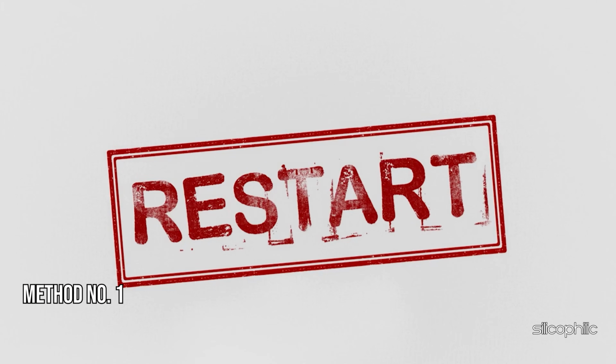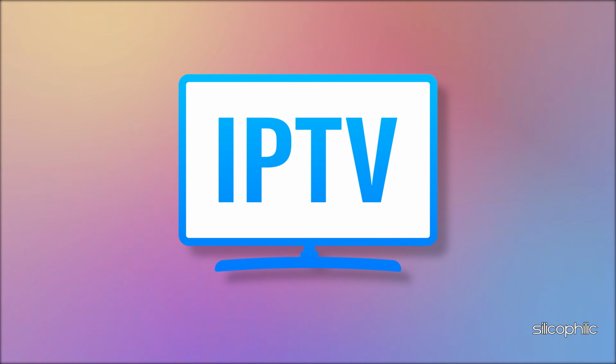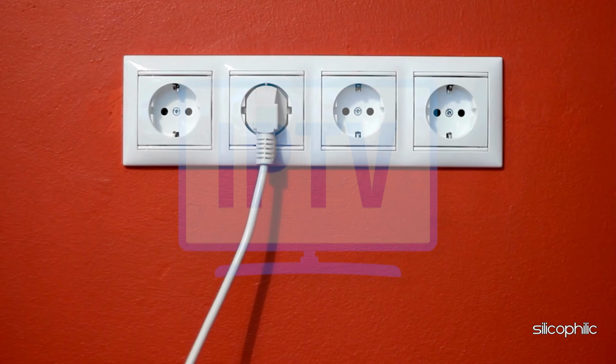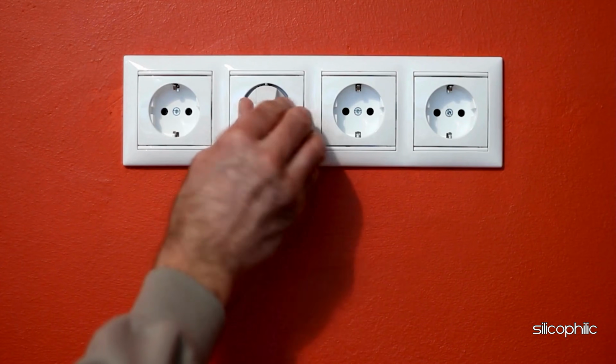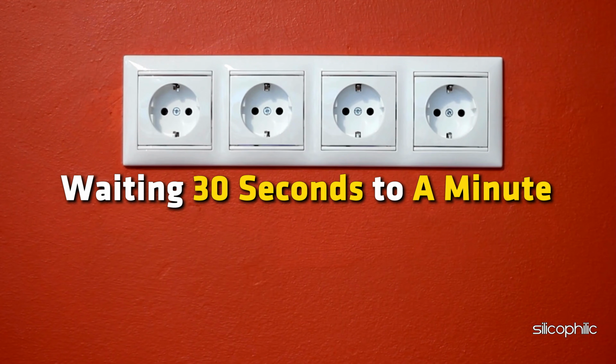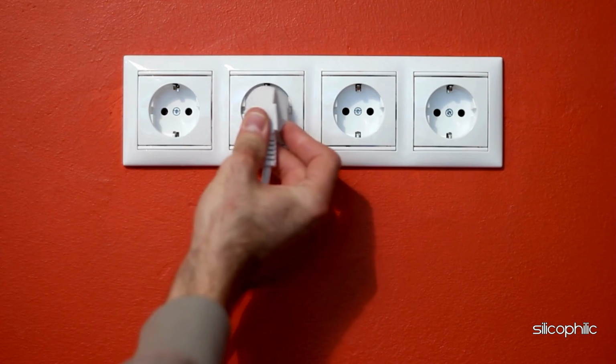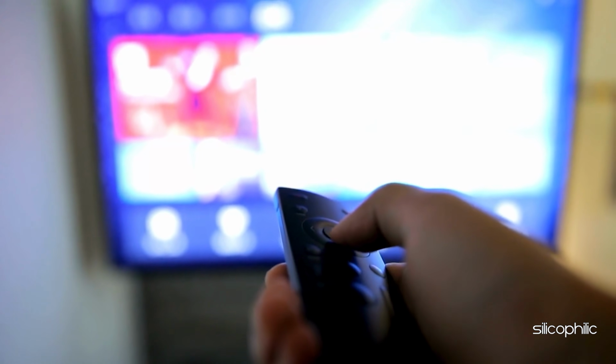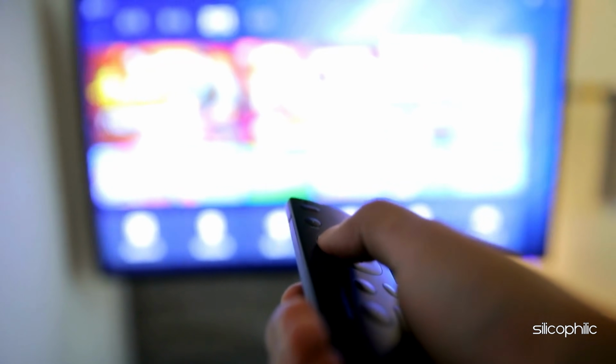Method 1. Restart the Fire Stick. You mostly get error code 511 on the TVMate IPTV Player app. To fix the issue, first of all, power cycle the device by unplugging it, waiting 30 seconds to a minute and then plugging it back in. This can often resolve temporary connectivity issues.